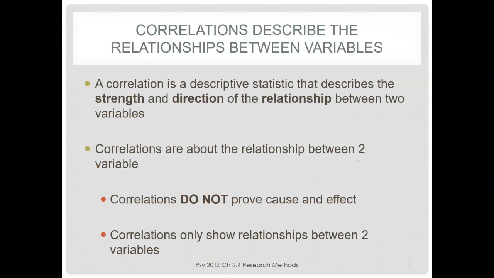So a correlation coefficient. I know, I'm going to say statistics, and you math phobics are going to get a little nervous, but don't worry. There's going to be numbers, but you don't have to do anything. You just have to understand the concept. So a correlational coefficient is a descriptive statistic that describes the strength and direction of the relationship between two variables. So we're just looking at relationships. And again, correlations do not prove cause and effect, ever. They can't. Correlations only show a relationship between two variables.